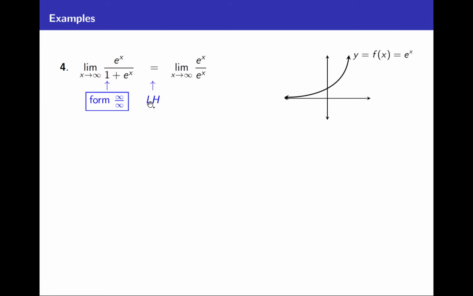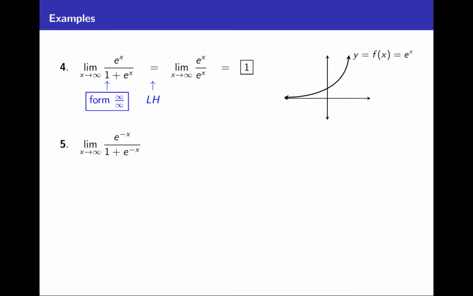Applying L'Hopital's rule, we get the limit as x goes to infinity of the derivative of e to the x, which is just e to the x, divided by the derivative of 1 plus e to the x, which is just e to the x. Now, this new limit has the form infinity over infinity, certainly, but it also simplifies dramatically. e to the x over itself is 1, so we get 1 for our answer. So again, we used L'Hopital's rule, we simplified, we got an answer.